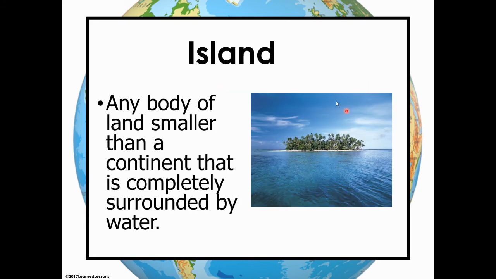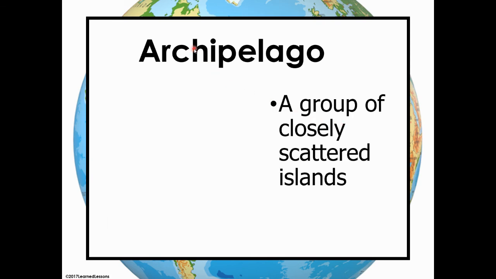An island is just a body of land smaller than a continent that is completely surrounded by water. Again, completely surrounded by water. And I don't know why I don't have a picture, but an archipelago is a bunch of islands that are together. So I want you to think about Hawaii. Hawaii is an archipelago. It is a series of, I believe, 7 islands closely together. Also, Japan. Japan is an archipelago because Japan has 5 islands closely together.